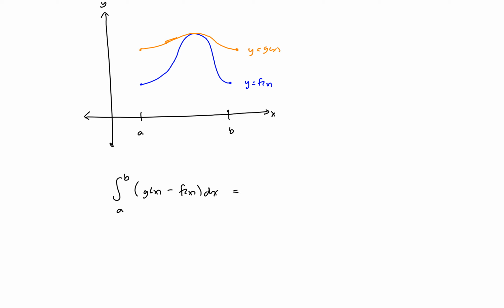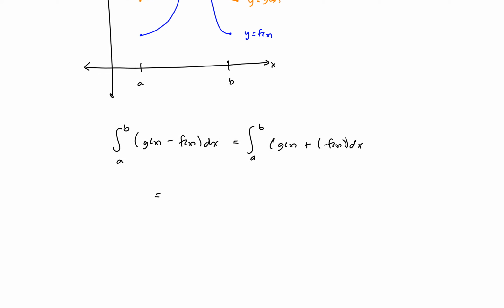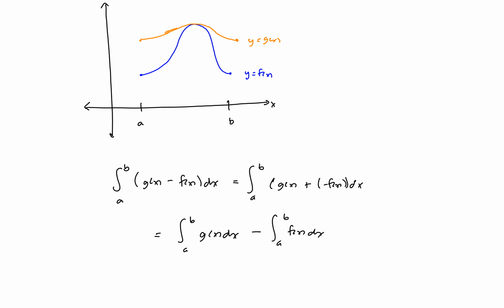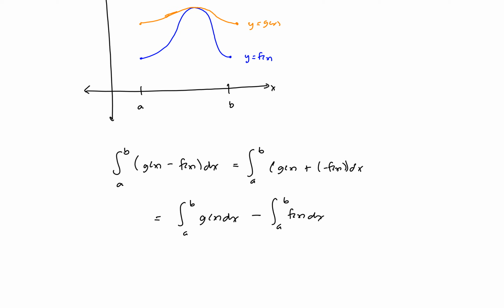Well, we know this is the same as the integral from a to b of g of x plus negative f of x dx. And then we can use our integral properties. So it's the difference of these two definite integrals. And now let's think about what each one of these is. Maybe let's color code these. Let's say this one here is given by green. So that would be the area under this curve, this part here.